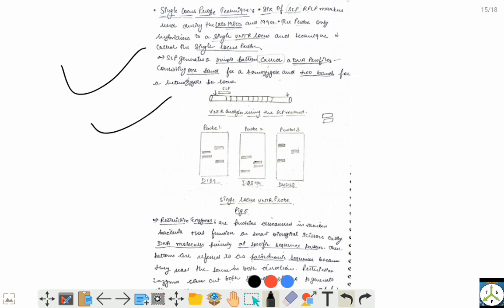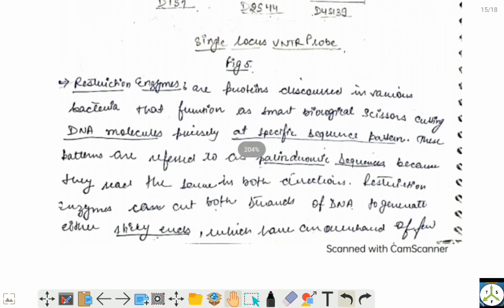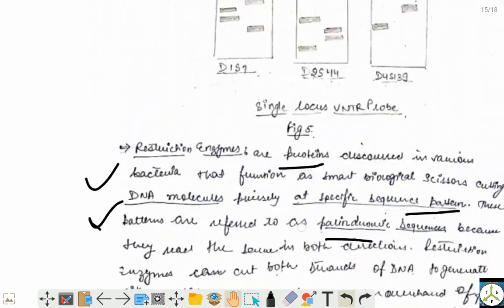Single locus probe we have already discussed. Just read here. Now what are the restriction enzymes? Restriction enzymes are proteins discovered in various bacteria that act as biological scissors, cutting the DNA molecule precisely at a specific pattern. That will lead to the sticky ends. These sites are known as palindromic sequences, because they read the same in both directions. Clear?